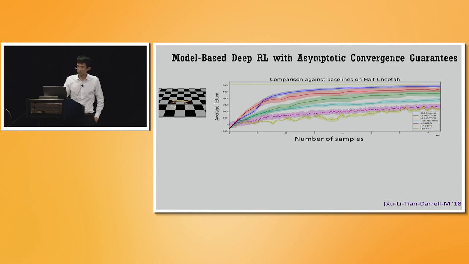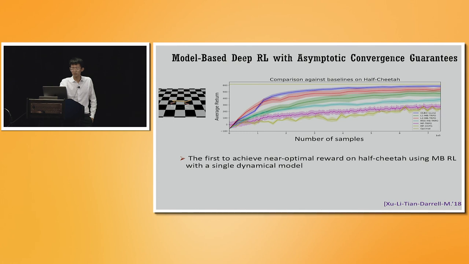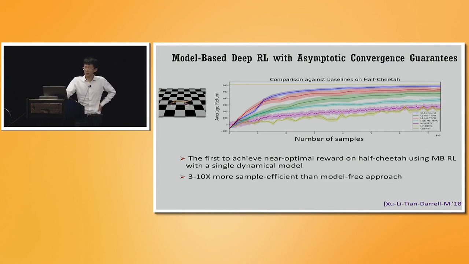our algorithm, the blue one, can converge to near optimal reward with a much smaller number of samples. Actually, this is the first work to achieve near optimal reward on HalfCheetah using model-based reinforcement learning with a single dynamical model. And in general, I think we observe that we have a 3 to 10 times sample efficiency speedup over the model-free approach.